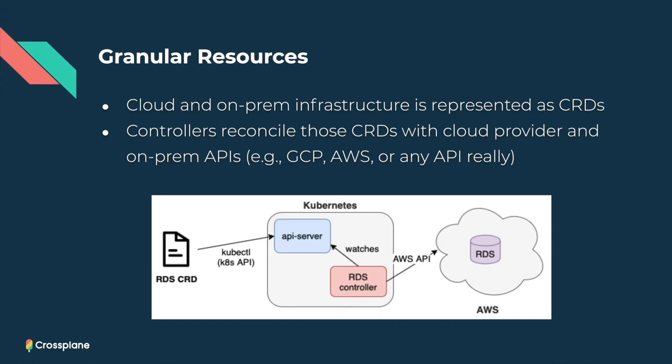It would then be watched by the RDS controller, which would submit commands to the AWS API to provision RDS instances. We call these providers in the Crossplane world. There are already several providers available from major clouds, and more are being developed by the community every day.